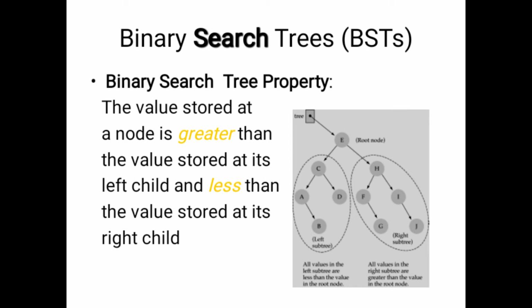A binary search tree has a property that the value stored at a node is greater than the value stored at its left child and less than the value stored at its right child. Now if you see this diagram, the first element is the root element, and all the elements to the left side of the root, or left subtree, are less than the root, and all the elements to the right side of the root are greater than the root.